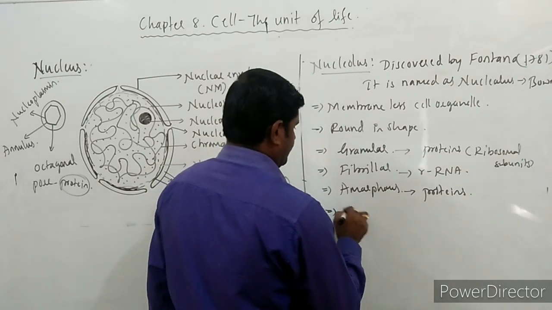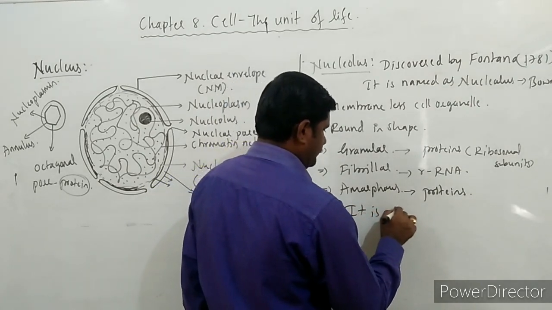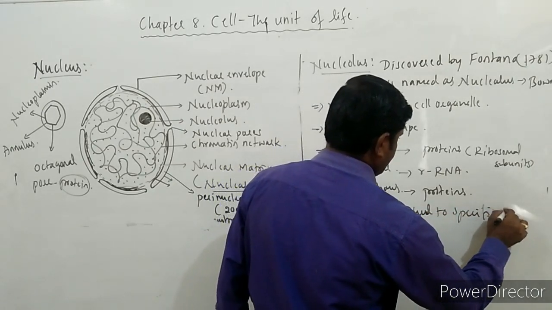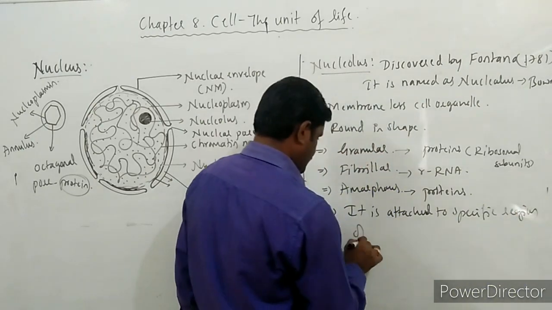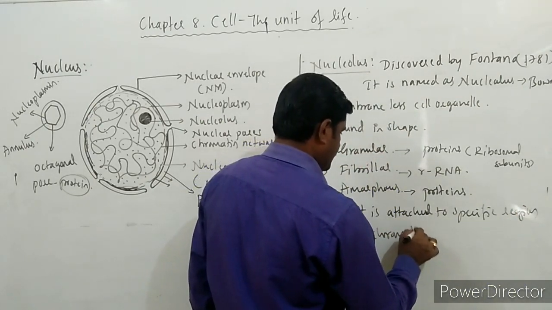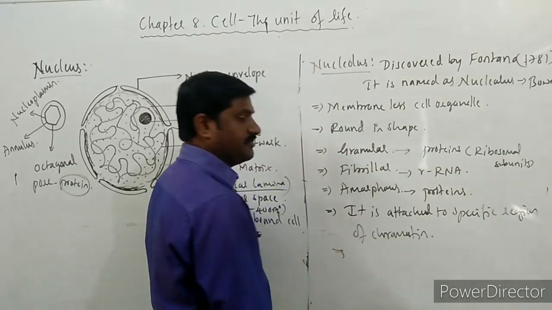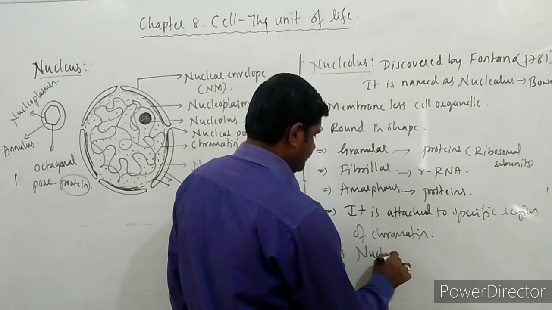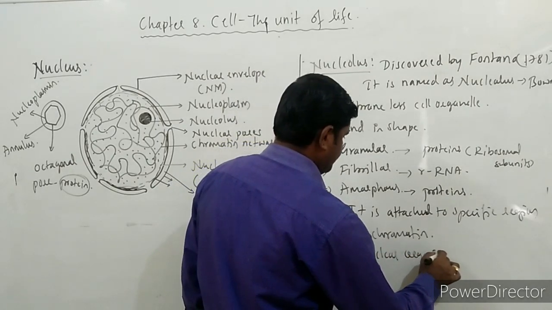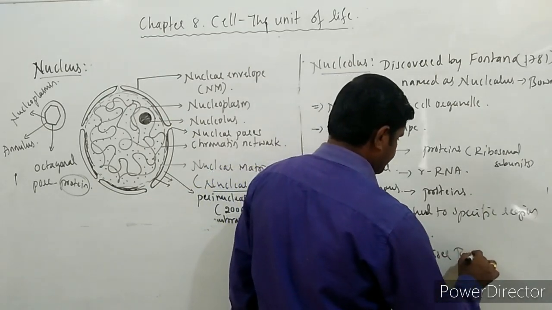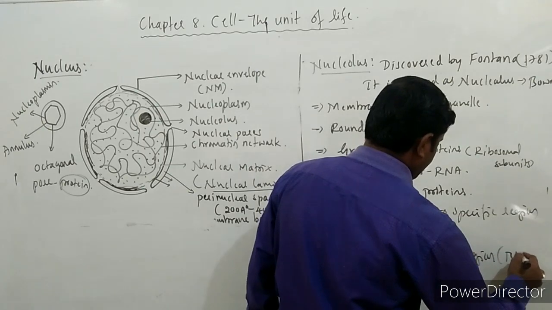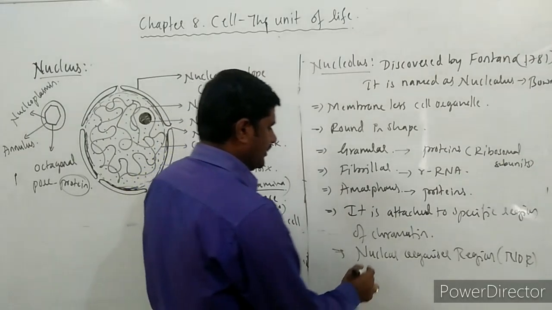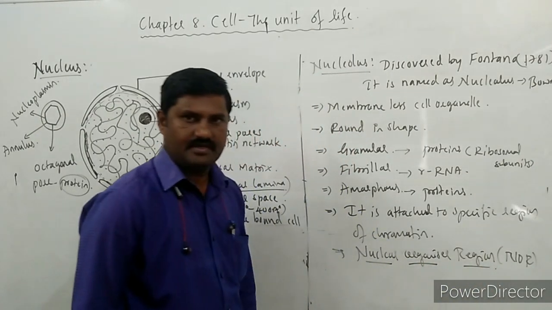See here, it is attached to a specific region of chromatin, and that specific region of the chromatin is called the nuclear organizer region. That is NOR itself. It is called NOR, nuclear organizer region, right?